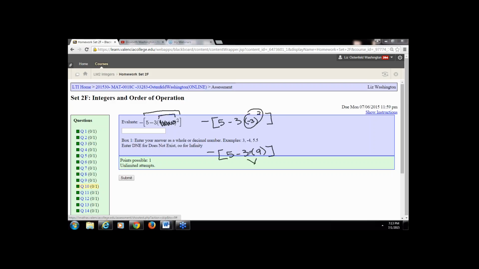Next, I'm going to come here. Negative 3 times a 9 is a negative 27. Bring down the 5 and the minus sign. 5 minus 27 is going to give me a negative 22. And again, when that negative sign comes down, my final answer will be a positive 22. Very good. Any questions about that one? All right.